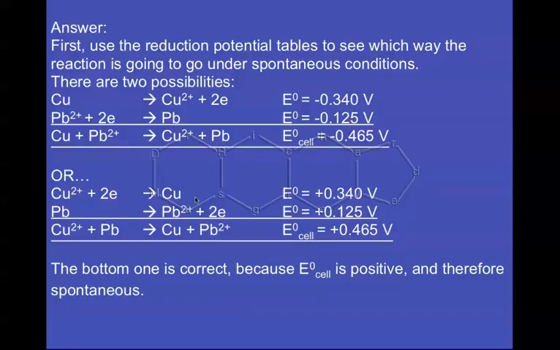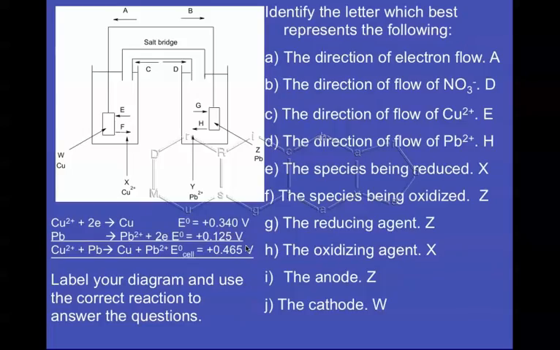So what we do is we try the other one. We leave the copper 2+ as being reducing, which means it's just remaining 0.340, and then we flip the lead one and we make it Pb equals Pb2+ plus 2 electrons, and that's going to be positive 0.125 volts, and that's going to give us a positive overall E0 cell value. So now we know which direction the cell is running in. It's running in such a way that copper 2+ is being reduced and lead is being oxidized. Right, now we can put all of that into play and figure out the value of each of these.